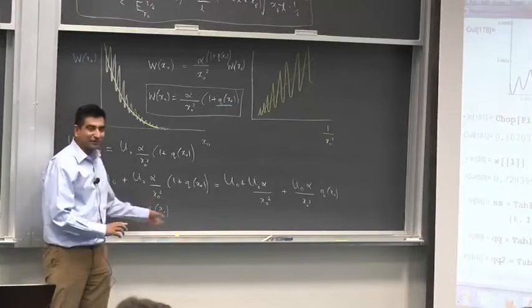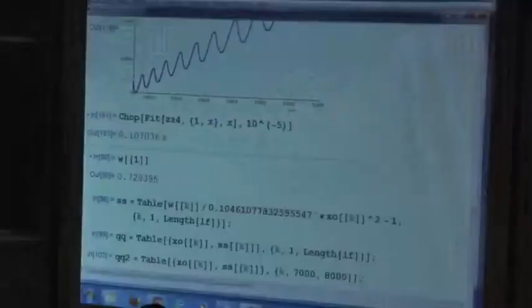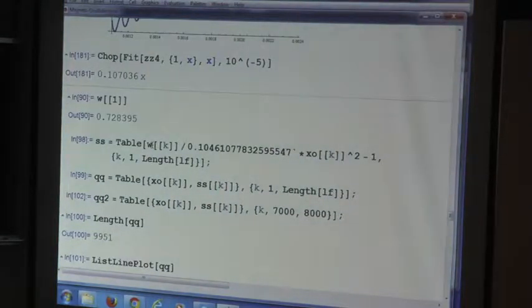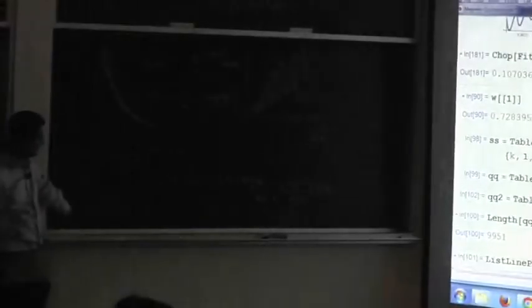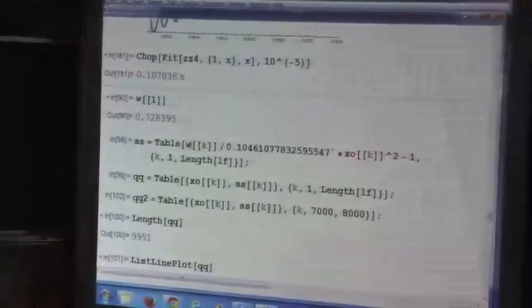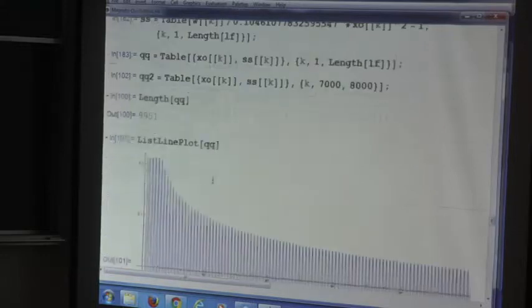Now I would like to see what these oscillations look like. So I take my W, divide this W by alpha, multiply with x naught square, and subtract 1 from this. That I do over here. I generate this S. Then I make a table QQ and QQ2. I generate S, I generate Q, and then I plot Q.